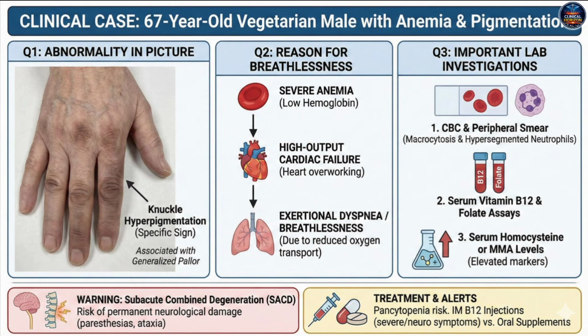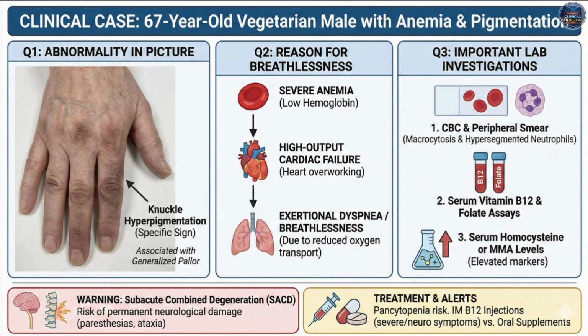The examiner may ask you, why are we so worried about B12 deficiency specifically? The answer is because unlike other anemias, it causes subacute combined degeneration of the cord or SACD. Ask the patient about paresthesias, that is tingling or numbness, or imbalance, that means ataxia. Mention that neurological damage can be permanent if not treated early, even if the anemia resolves.